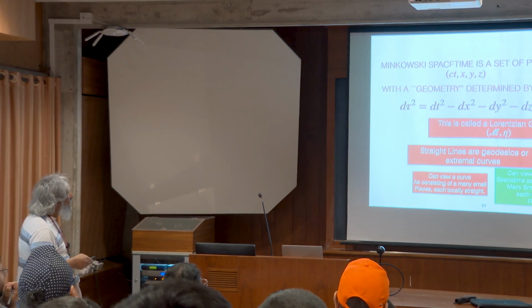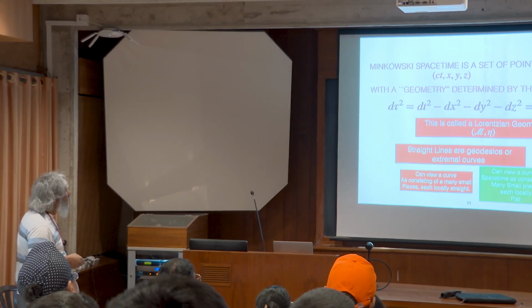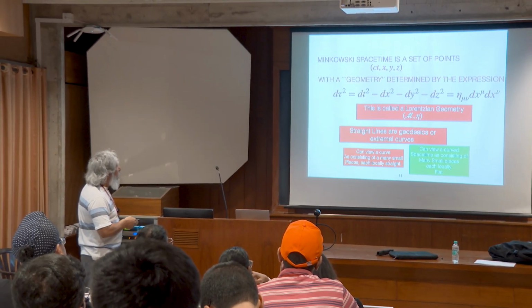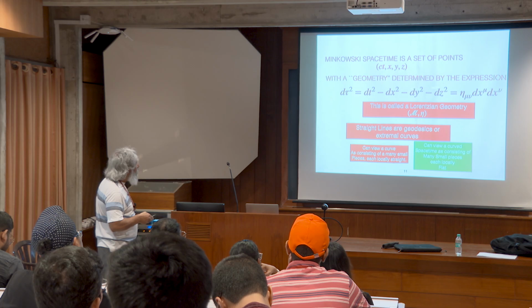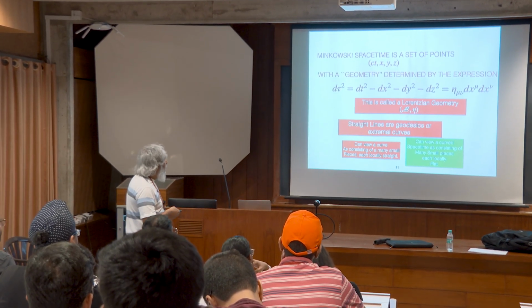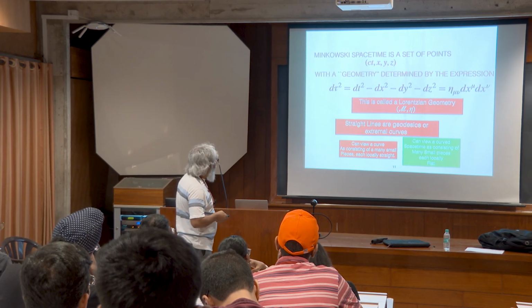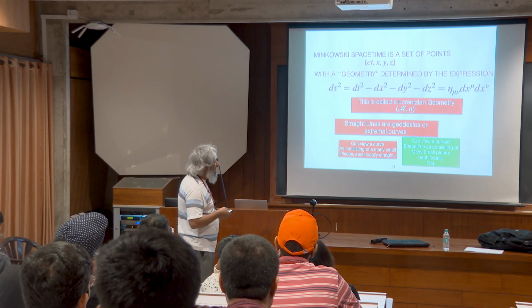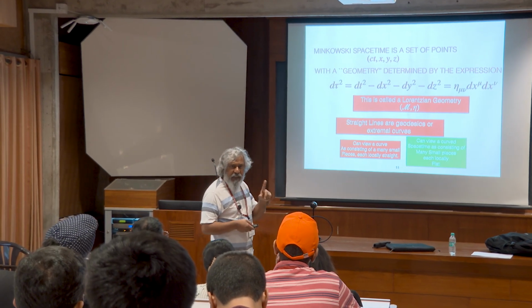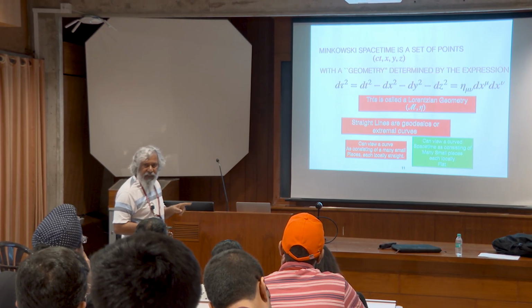It's a set of points characterized by these 4 numbers with a geometry determined by this expression. This is a new way of thinking about geometry because we have minus signs here where we had only plus signs before. This thing is called a Lorentzian geometry and it has null vectors, that is vectors whose size is 0 but the vector is not 0.